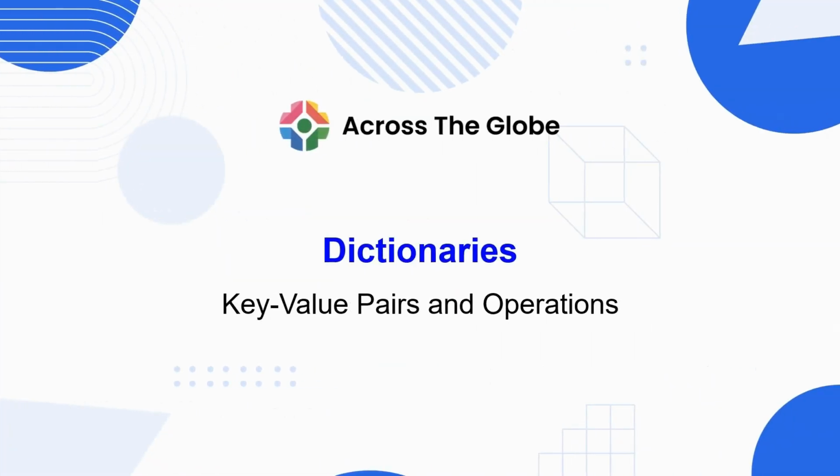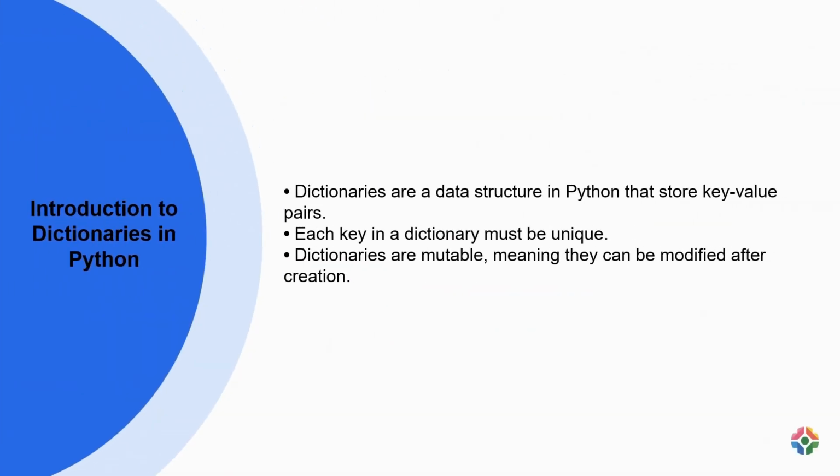Today we will learn about dictionaries. Dictionaries in Python are collections that hold key-value pairs. Each key within a dictionary must be unique to avoid ambiguity in accessing values. Dictionaries are mutable, allowing for the modification of values associated with existing keys.